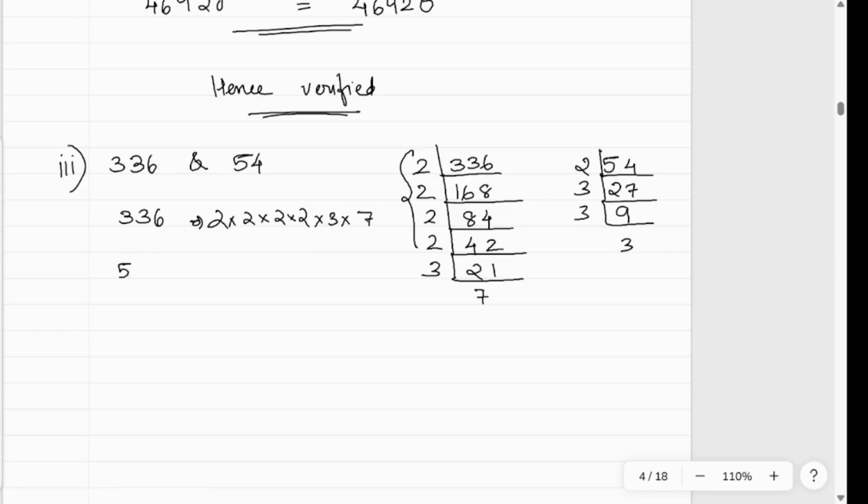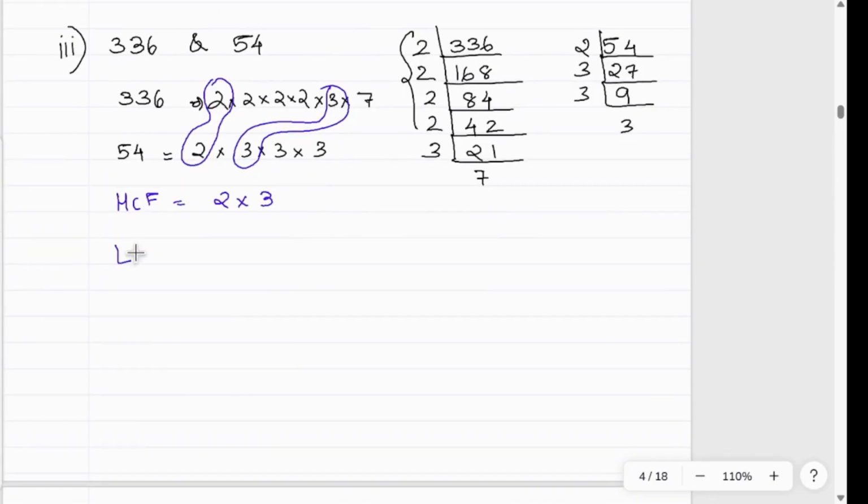Then what about the 54? We have to write our 54: 2 into 3 into 3 into 3. Now this one, then this one, right? So what is our HCF here? HCF equal to 2 into 3.